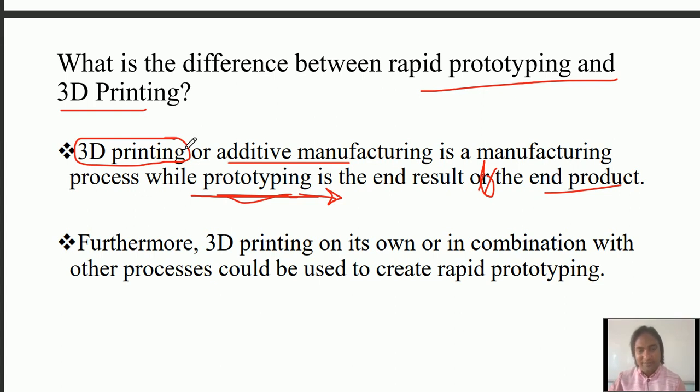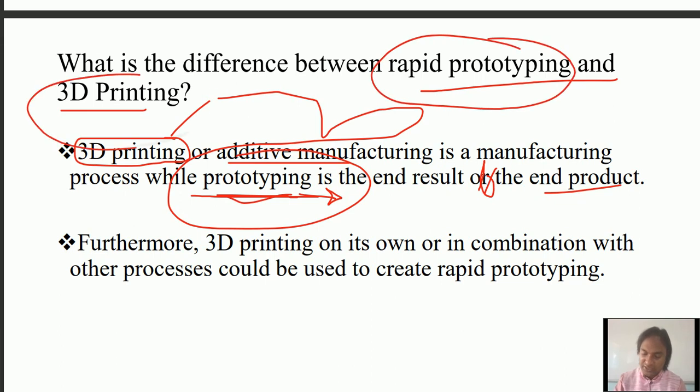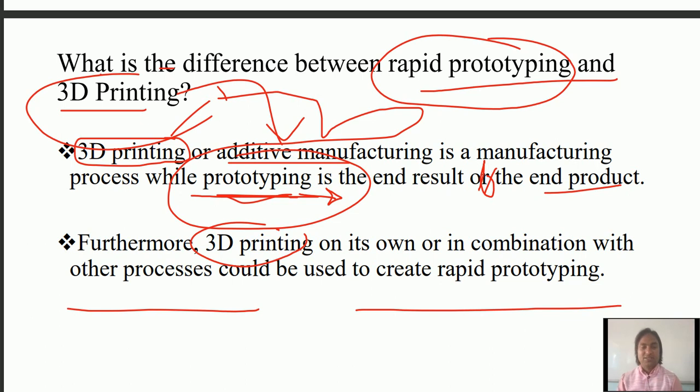So with the help of 3D printing or additive manufacturing, we are able to produce a 3D part. That is the difference. Rapid prototyping means making the prototype quickly, and the techniques use either 3D printing or, more precisely, additive manufacturing. Furthermore, 3D printing on its own or in combination with other processes could be used to create rapid prototypes. Like I said, rapid prototyping is a group of techniques, so various techniques can be used to produce the parts.